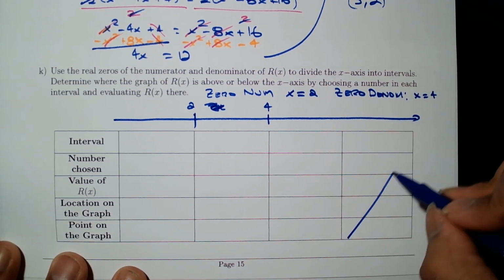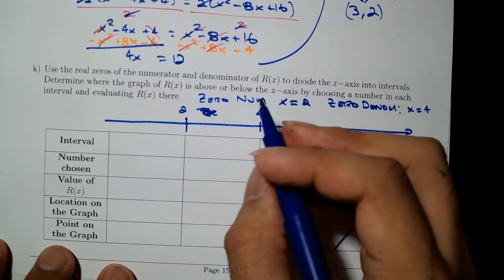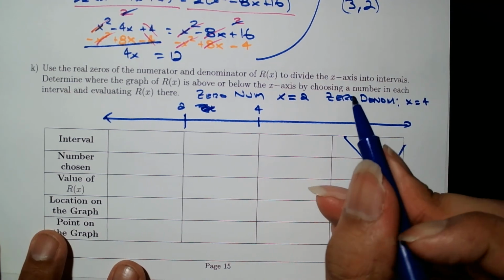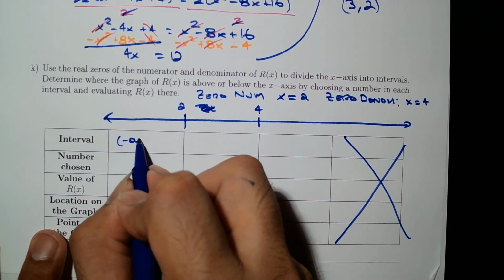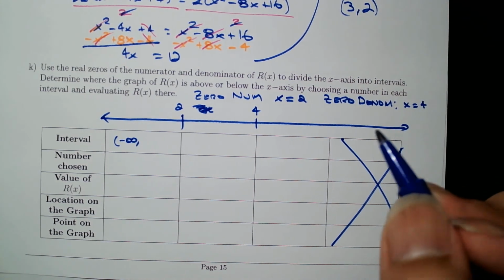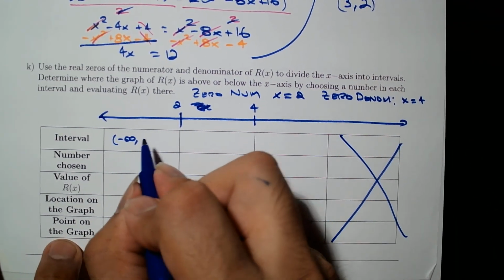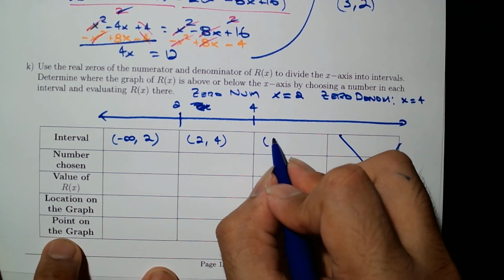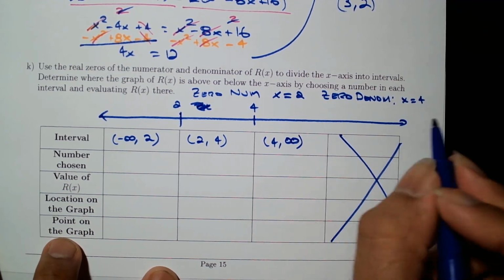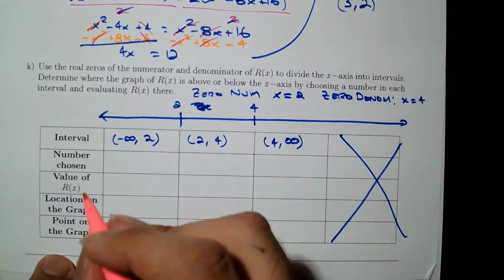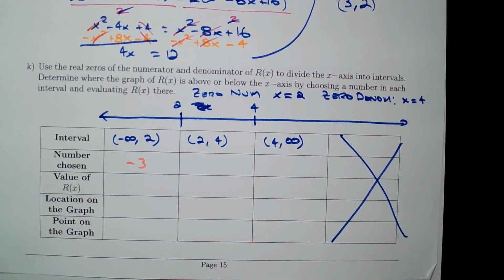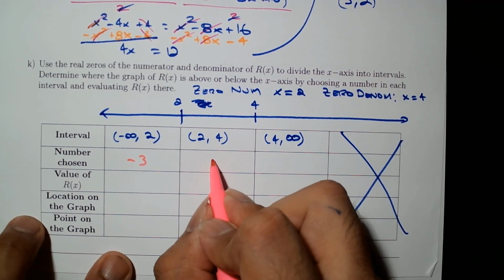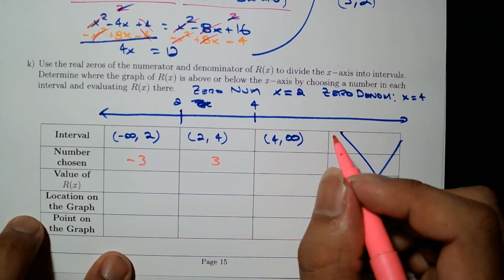I don't think I need this column at the end. So the intervals in this case will be negative infinity to 2, 2 to 4, and then 4 to infinity. And the numbers that I will choose here are going to be negative 3 and over here I'm going to choose 3, but not negative 3.